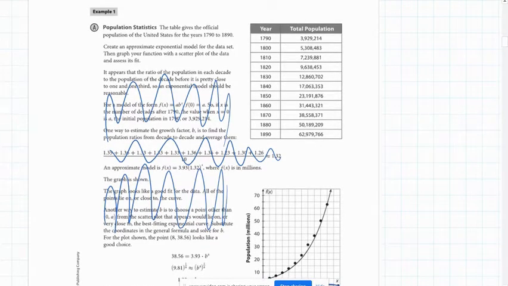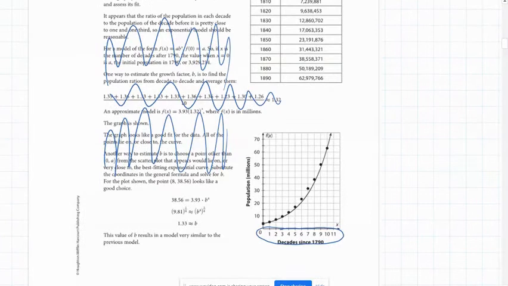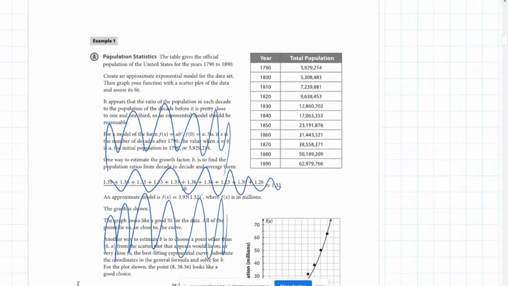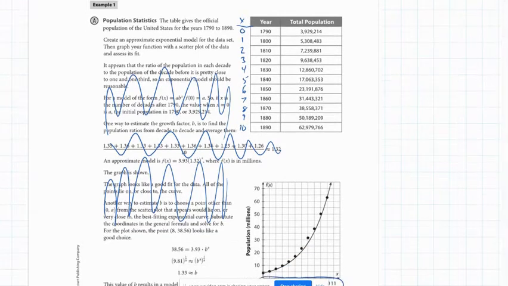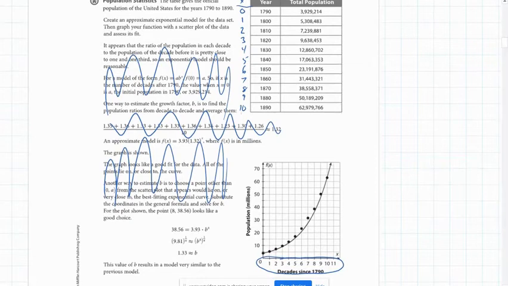So this would count as, let's see, it says since 1790, rather. So this would count as x equals 0 because it's 0 decades past 1790. This is 1 decade, 2 decades, 3, 4, 5, 6, 7, 8, 9, and 10 decades after 1790. And then the y values we're doing in millions.